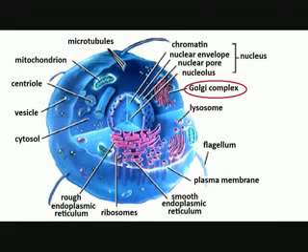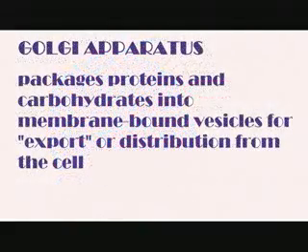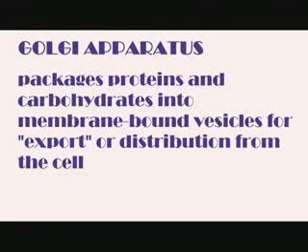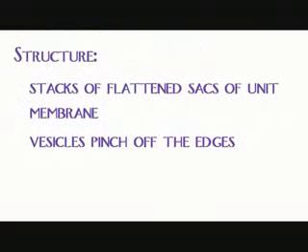Then we go to Golgi complex. The Golgi complex packages protein and carbohydrate into membrane-bound vesicles for export or distribution from the cell. It is made of stacks of flattened sacs of unit membrane, and vesicles pinch off its edges.